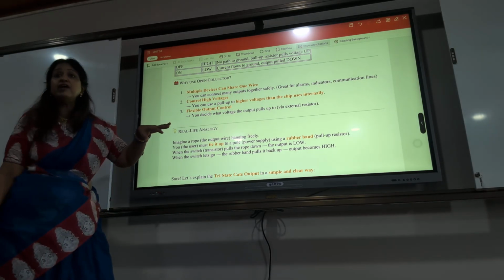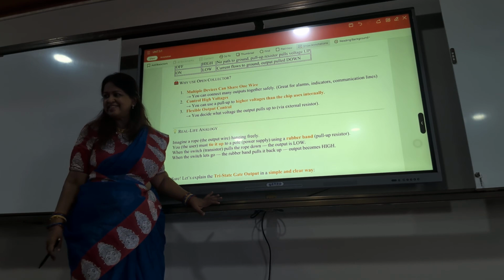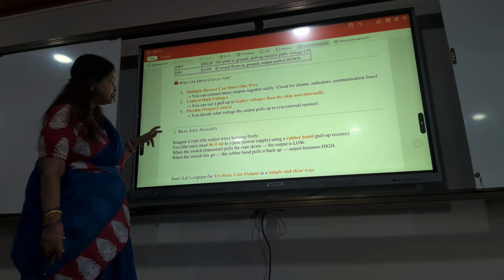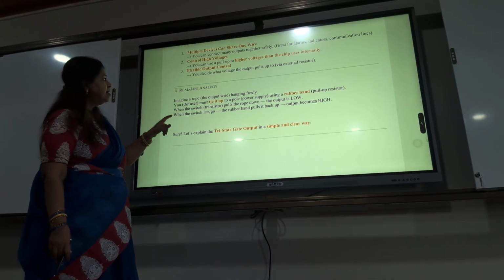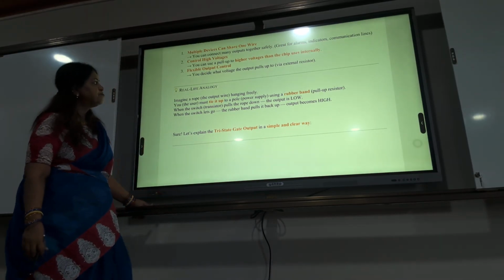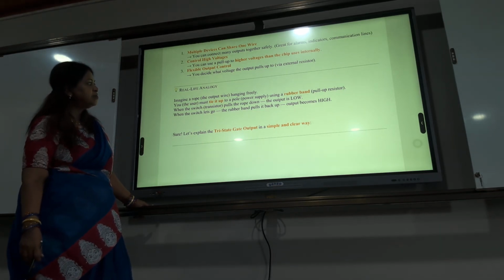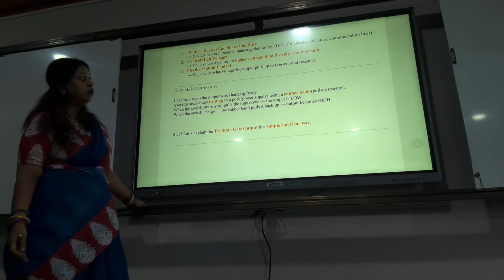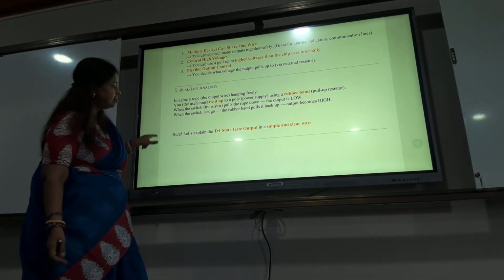So externally we have it; it is not inside the chip. If it is inside the chip, you cannot change it. Here it is outside, so you yourself can decide. That is the advantage. One analogy is given: imagine a rope hanging freely. You must tie it to a pole using a rubber band. When the switch pulls the rope down, the output is low. When the switch lets go, the rubber band pulls it back and the output becomes high. Just imagine that.